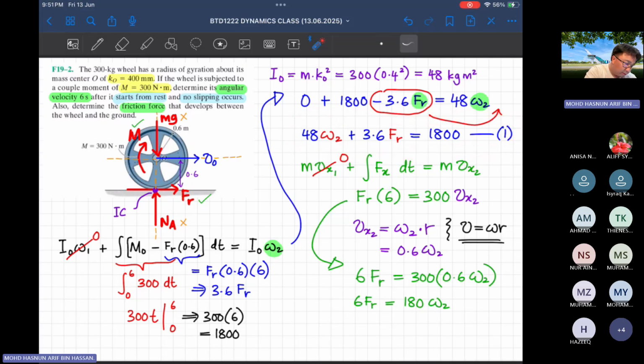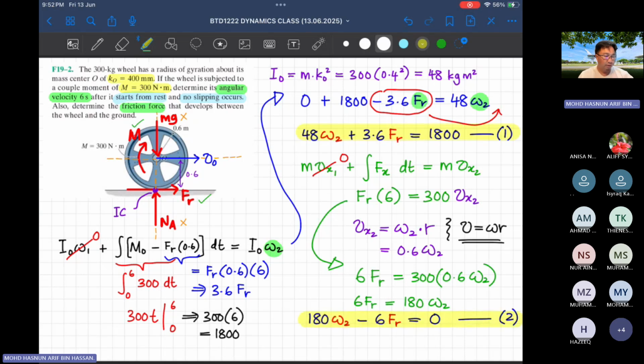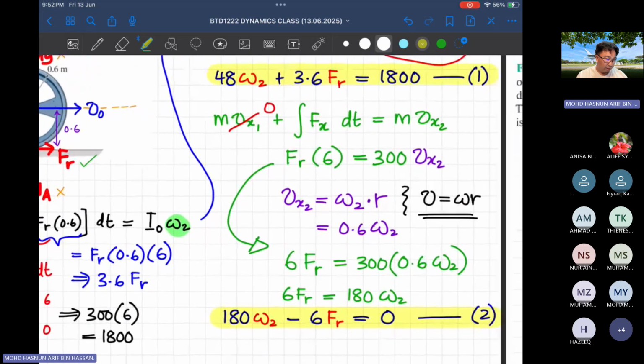We can rearrange this equation to get something similar to the first one. We can put omega 2 in front, so you will have 180 omega 2. Let's use a blue color. Now we bring 6Fr to the right hand side, so it becomes negative 6Fr, equal to 0. So this will be our second equation. You can see that this is our first simultaneous equation, and this is our second simultaneous equation. We can now solve the simultaneous equations.